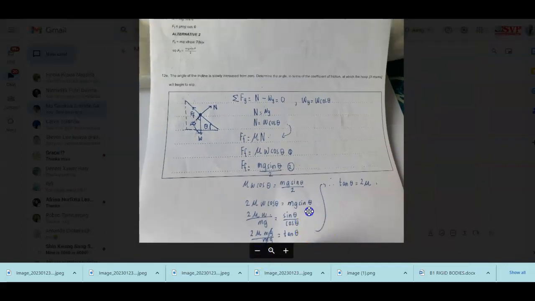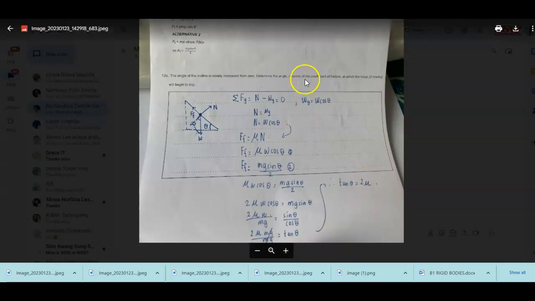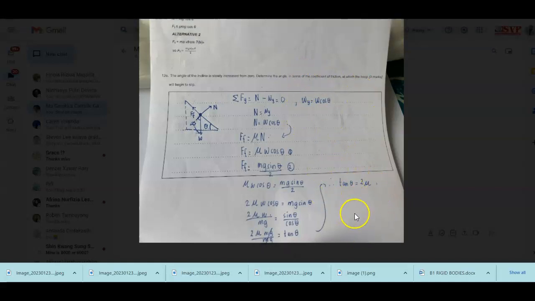And actually, sine theta over cosine theta, if you're going to use trigonometry, that's actually equal to tangent theta. And simplifying further, this will leave us with tangent theta is equal to 2 times the coefficient of friction. Therefore, we will now be able to get the coefficient of friction just by using the relationship between tangent theta and the coefficient.